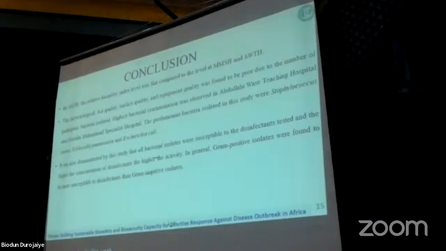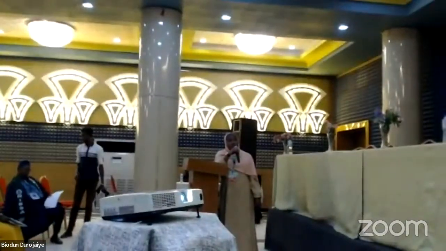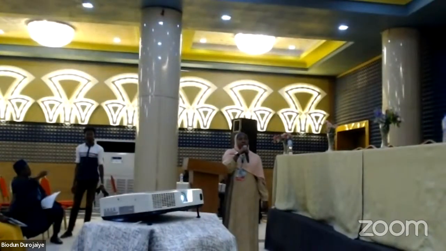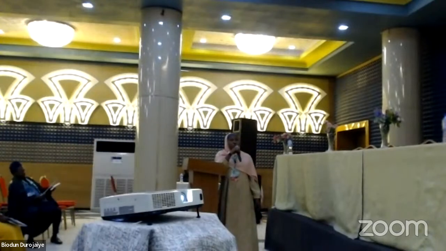All right. Conclusion, in AKTH, the relative biosafety index level was fair compared to the level at Murtala Mohammed Special Hospital and Abdullahi Wase Teaching Hospital. The bacteriological air quality, surface quality, and equipment quality was found to be poor due to the number of pathogenic bacteria isolated. Highest bacterial contamination was observed in Abdullahi Wase Teaching Hospital and Murtala Mohammed Specialist Hospital. The predominant bacteria isolated in this study was Staphylococcus aureus, Klebsiella pneumoniae, and Escherichia coli.